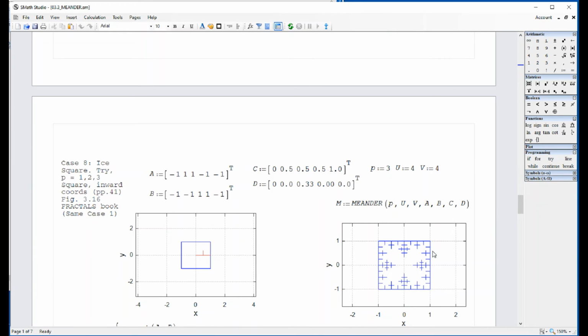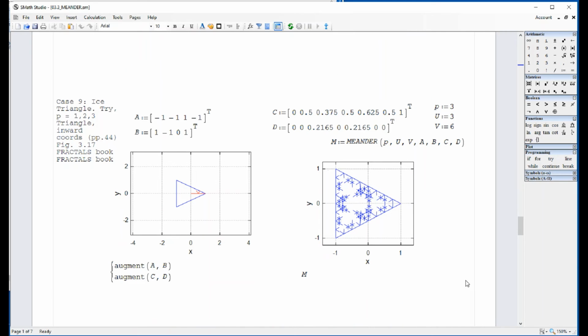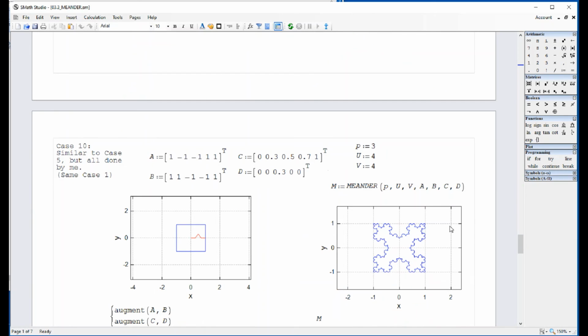This is just a line in the middle of the 0, 1 line, and it produces that pattern into the rectangle. Triangular baseline with triangular shape peaks in there produces this nice pattern. This is another similar to case 5.